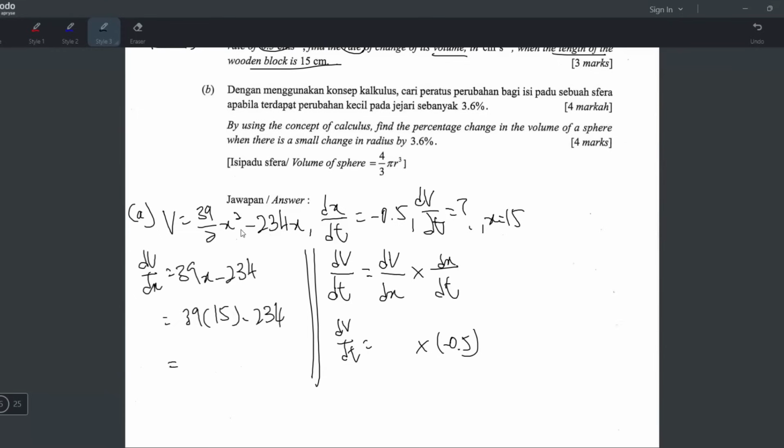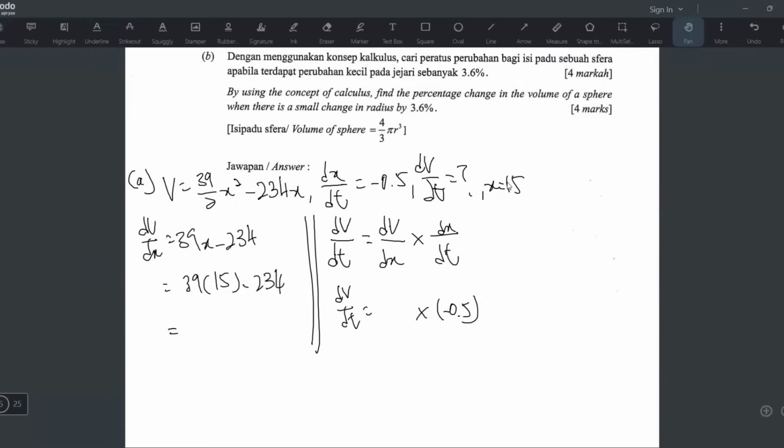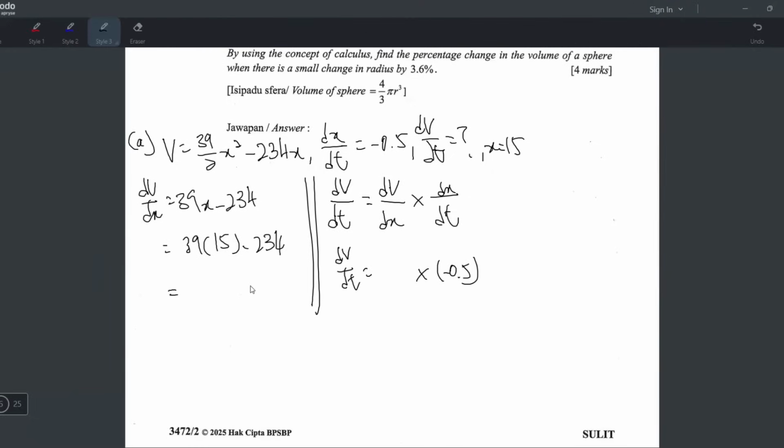Yeah, that's why it's important to write down the information before you start doing it. Otherwise, you will just complain about not having information, but actually they already gave it. Just press all this in your calculator and you shall get 351. That's the dv dx. So now you can put it inside. Now you can find the dv dt. Just press this one times this one. Use your calculator to help you for this part. If you write in fraction, it'll be negative 351 over 2.